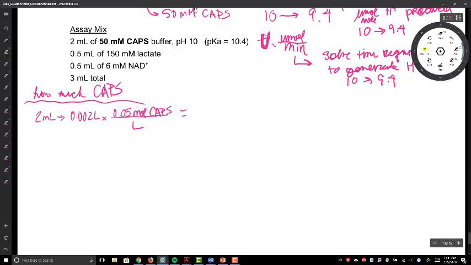And that will give us 1 times 10 to the negative 4 moles. And that's a really small number to keep track of. So let's convert this to micromoles. You have 1 mole, 1 times 10 to the 6 micromoles, because again, that prefix micro means 1 times 10 to the negative 6. And that gives us 100 micromole.